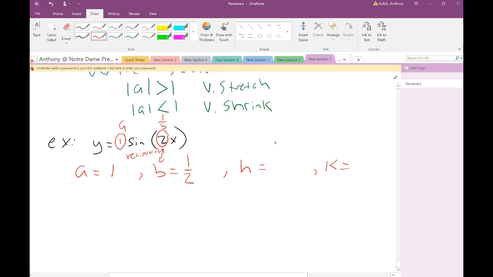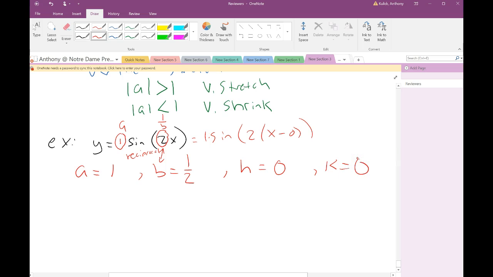Anybody? 0. Why is it 0? Yeah. I mean, you could write it like this, and that's still just 2x, right? When I simplify all that nonsense down. And the k value is 0.